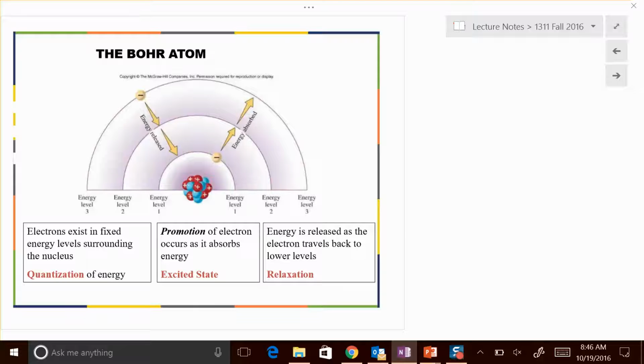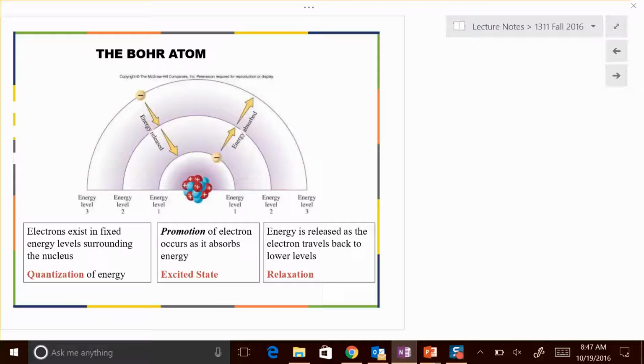So here I have a nucleus, and surrounding that nucleus are energy levels. Energy level 1, energy level 2, energy level 3. Okay? And Bohr wanted to know, where are the electrons on this atom? Okay? And so what he did was, using electromagnetic radiation, he would shoot energy at these electrons, and he would excite them. And they would move up to an excited state. See, it's absorbing energy and it's moving up here.